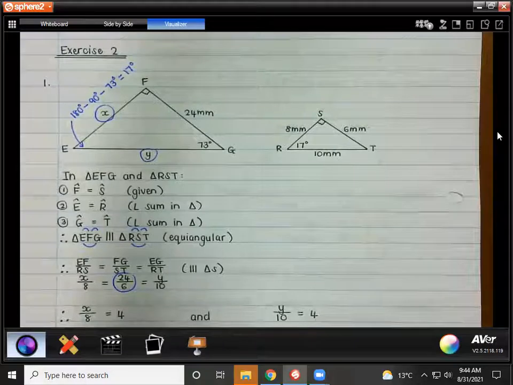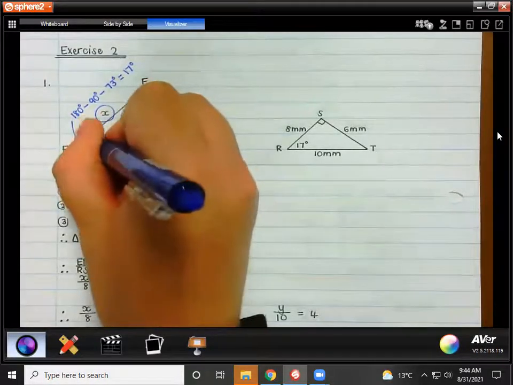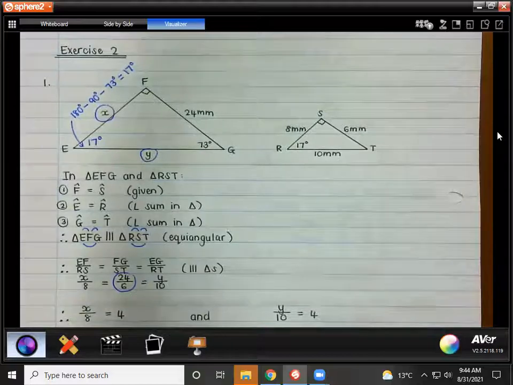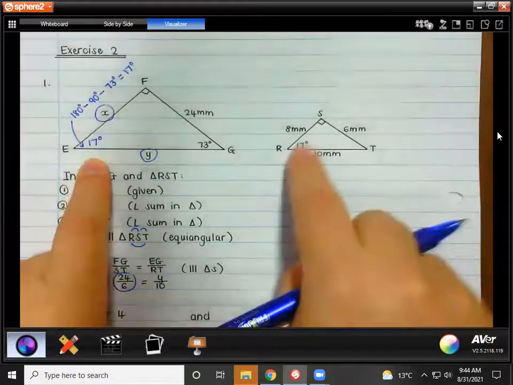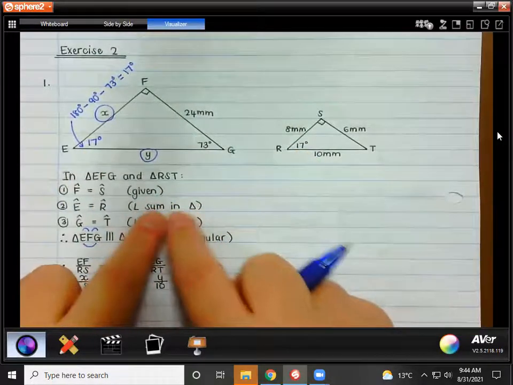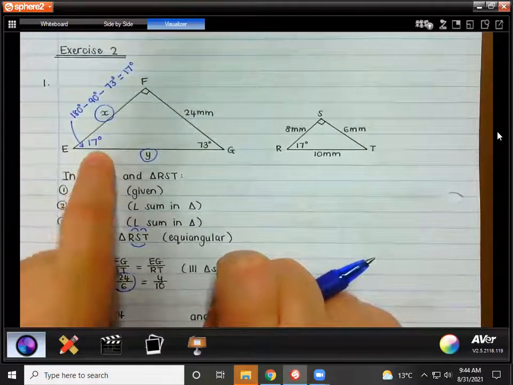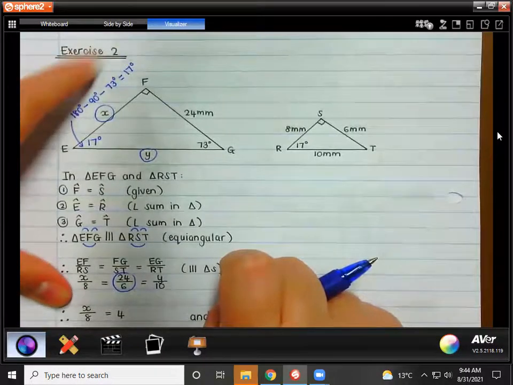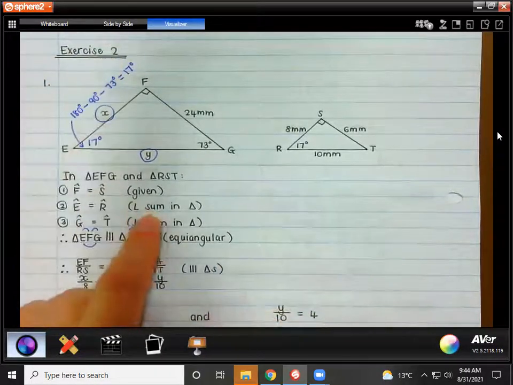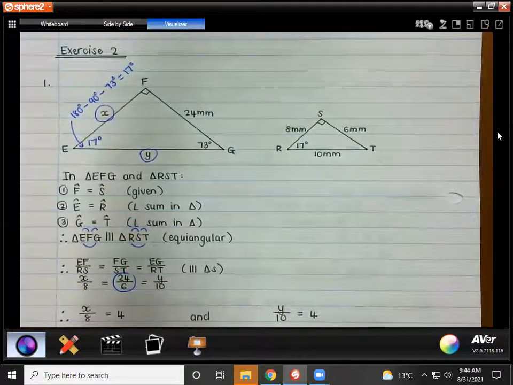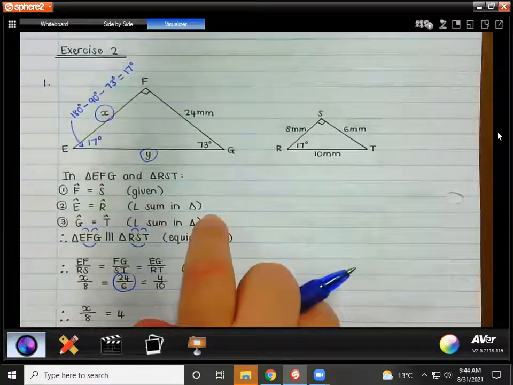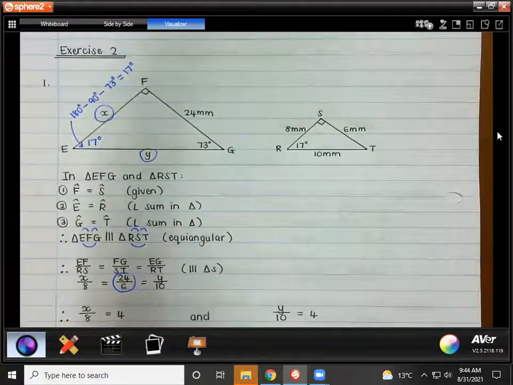If you don't have enough angles, then you're going to have to make a plan to find some angles. They actually gave us values in this case, so we could calculate that that angle is also 17. Do we now see that we have a 17 over 17? So that helps. Now we can say angle E is equal to angle R. Our reason is not given, because it wasn't given that that is 17. We had to work that out. What we use to work that out, 180 minus the other two angles, is angle sum in triangle. So that is our reason there, because we did 180 minus 90 minus 73.